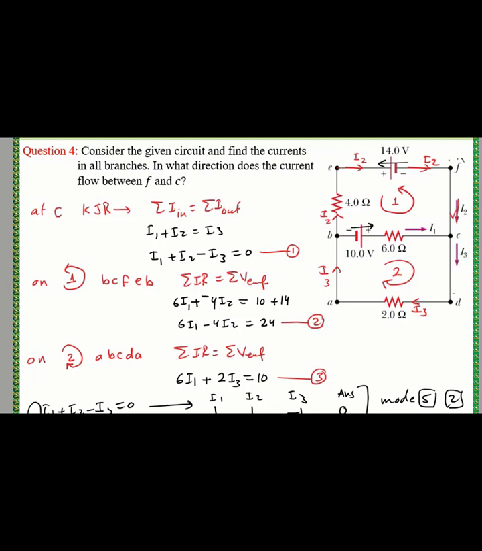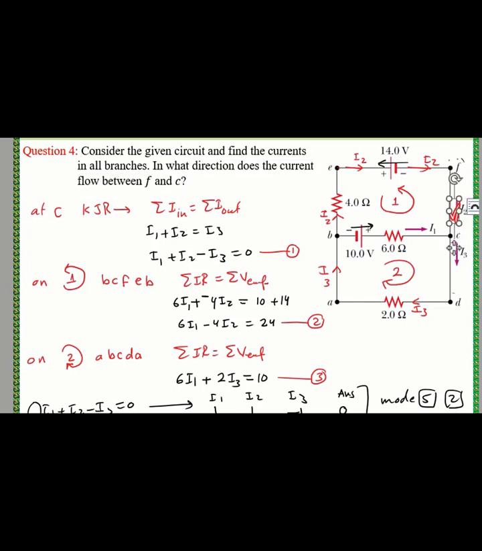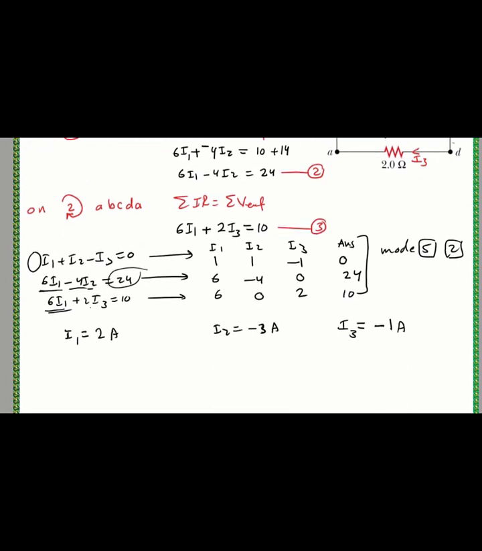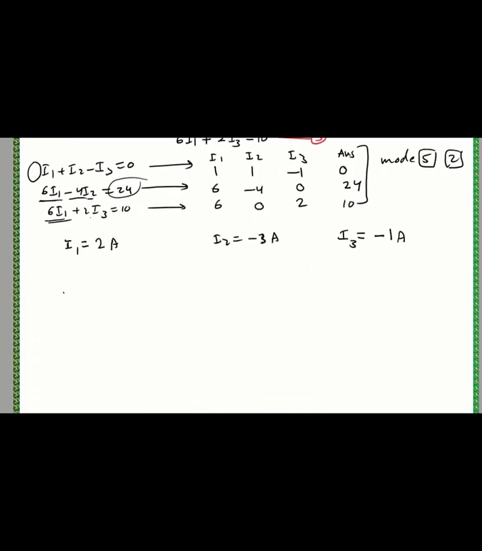This takes us to the second question. In what direction does the current flow between F and C? From F and C, it is from F to C, but as we find here, it is -3, so it should be inverted from C to F. The current I2 is from C to F.